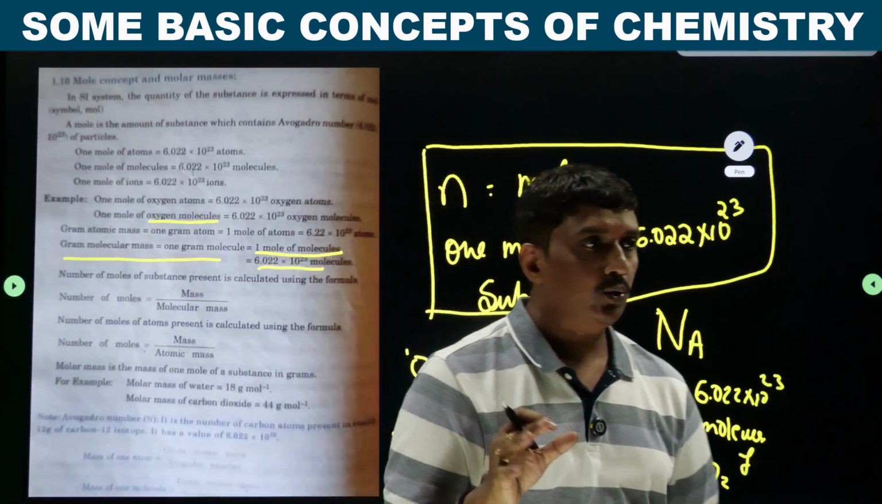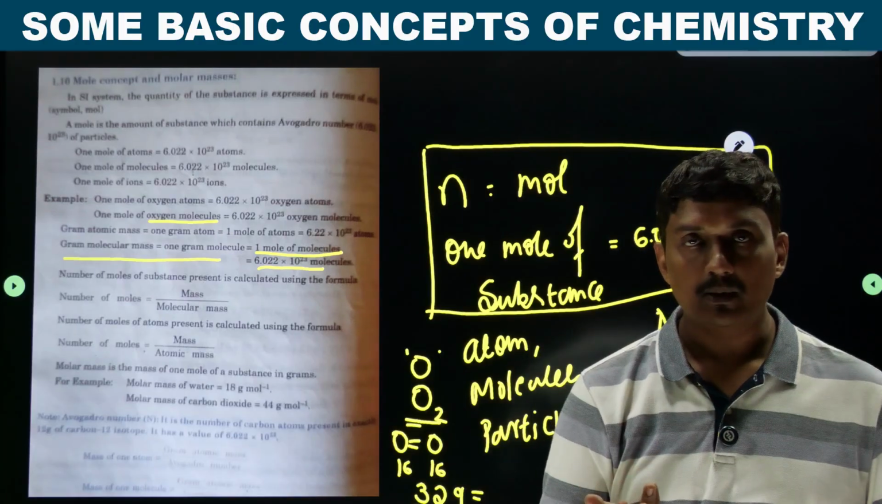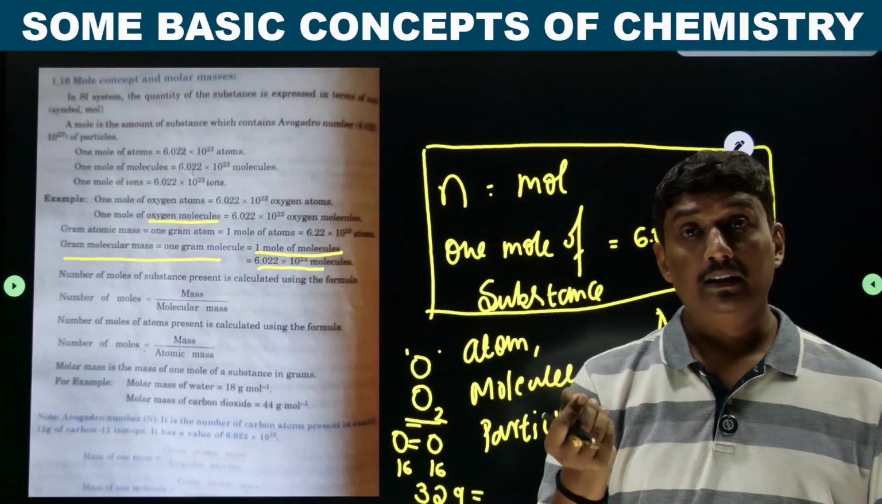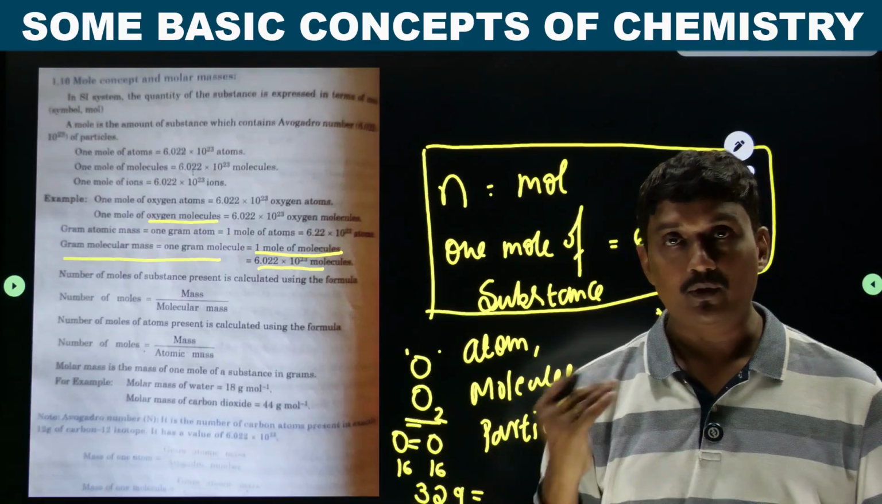If I ask you to take 1 mole of oxygen, how much are you taking? 32 grams. What is that 32? 32 is a molecular mass. You are expressing it in terms of grams, that is the gram molecular mass of oxygen.